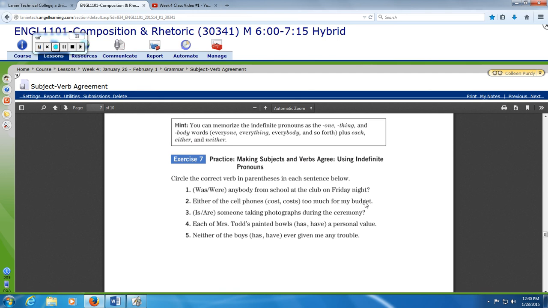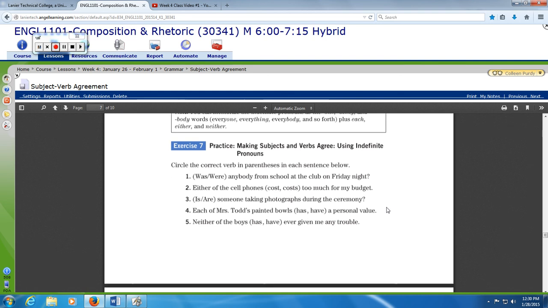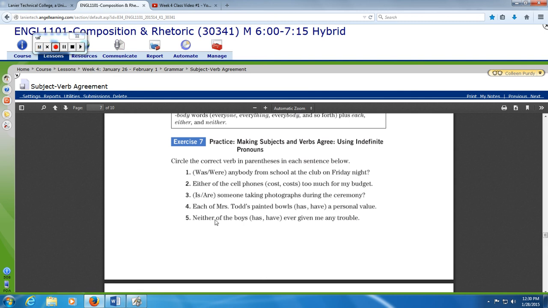All right, for my budget, prepositional phrase. Of the cell phones, prepositional phrase. Okay, cell phones is not the subject. Either is the subject, the indefinite pronoun either, and this is singular, so it's costs. That is your verb. So it sounds funny. People gave me funny looks in my class this morning, but it's grammatically correct. Either of the cell phones costs too much for my budget. Okay? Subject is not cell phones.